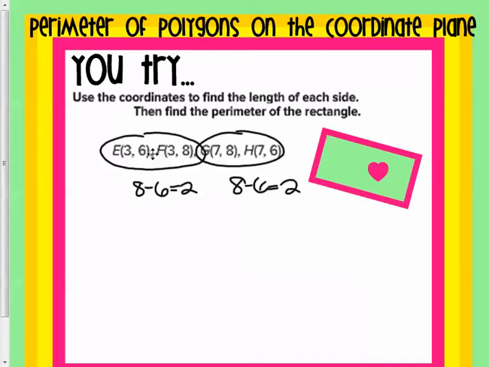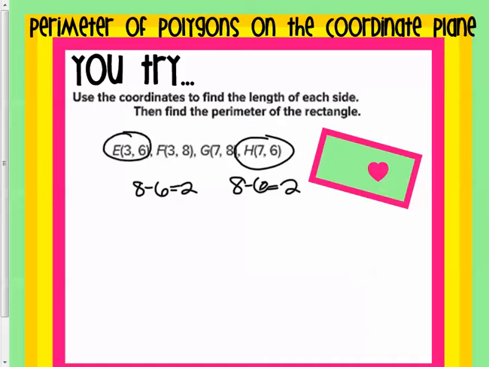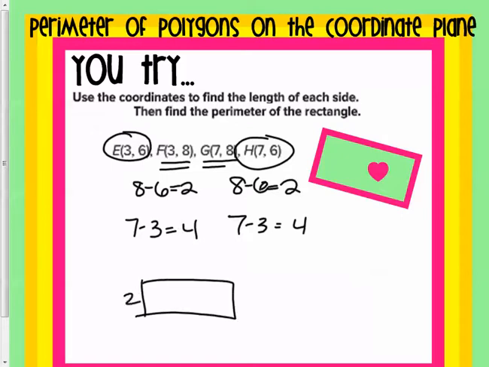So if I look at these two, 8 minus 6 and 8 minus 6, they're 2 away from each other. Okay, I always subtract the smaller from the bigger. And since it's a rectangle, it should have the same, right? Okay, so now I'm going to look at the next ones, which would be H and E and F with G. So 7 minus 3 again is a total of 4 for each of these. So now I know that I have a rectangle that is 2 by 4. So add them together. 4 plus 4 is 8, plus 2 is 10, plus 2 is 12 units.